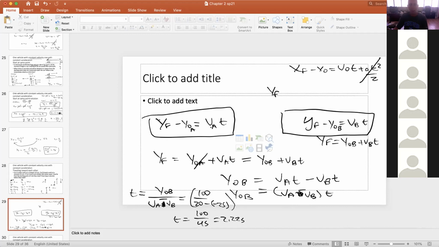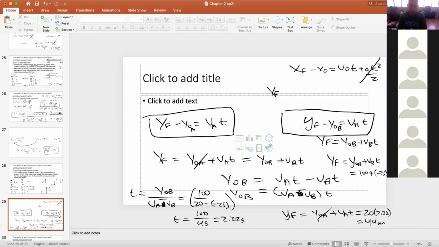So we can plug in for Y final here. Y final is equal to y initial of a plus v of a times t. That is again 0. This was, what did we say, 20 times 2.22, which is 44.4 meters. I left off the 0.4. Let's make sure that we get that for b as well. Y initial of b plus vbt. So this was 100 plus negative 25 times 2.22.